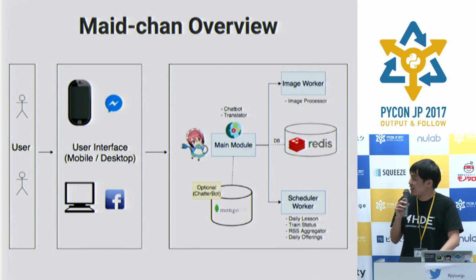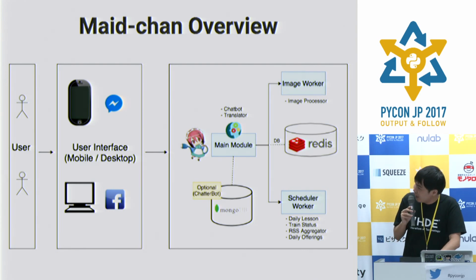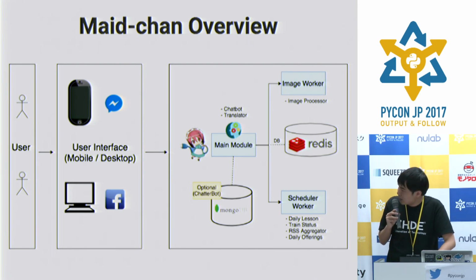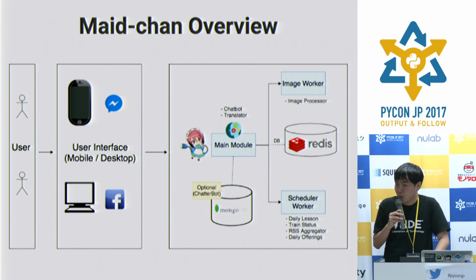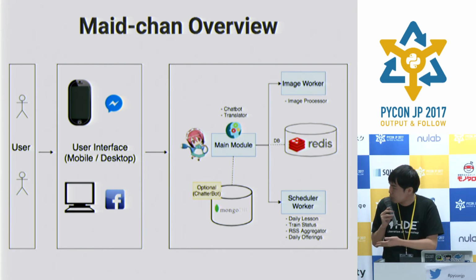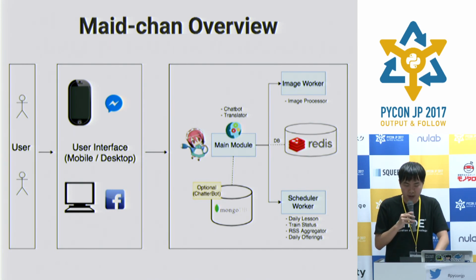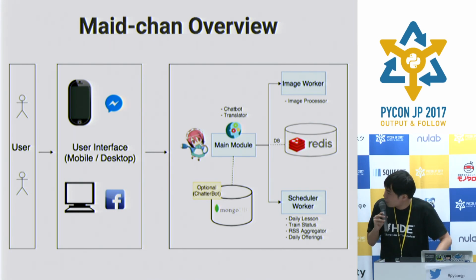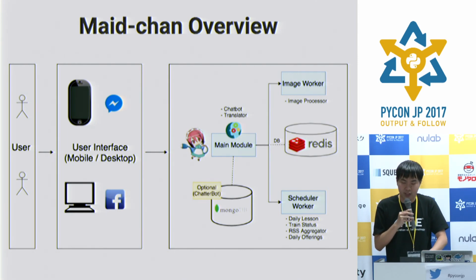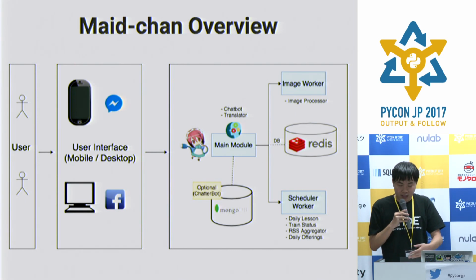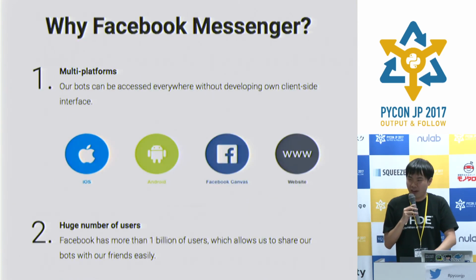This is the architecture of Merchant. A user can connect to the user interface from Facebook Messenger or from the Facebook desktop apps, because I'm using a Facebook Messenger bot. There are several features in Merchant. It has a chatbot, an automatic translator, a trend status, an RSS aggregator, and an image worker, which is probably not for everyone, but it's very useful for me.